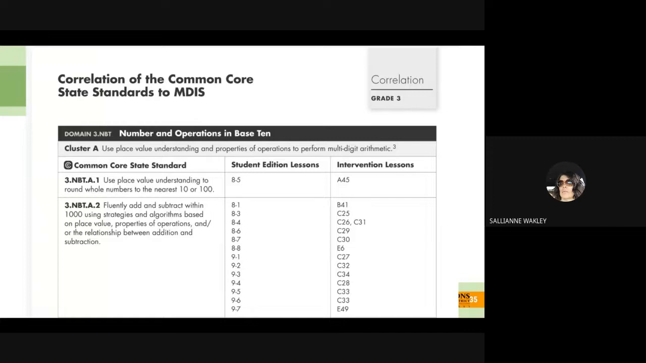If you notice, NBT.2 has quite a few more lessons. So it looks like a lot of topic 8 and topic 9 had study of NBT.3 and NBT.2. So I could use the intervention lessons found there, or I can go into my black box, open B41. There's a lesson on it, C25, C26. So there are supports both in your teacher edition as well as in the intervention lesson of the MDIS kit that will support you in helping students master the standards and skills.